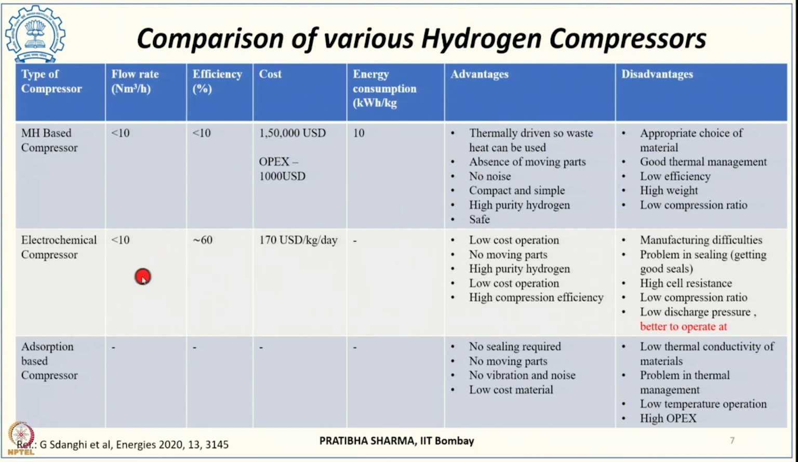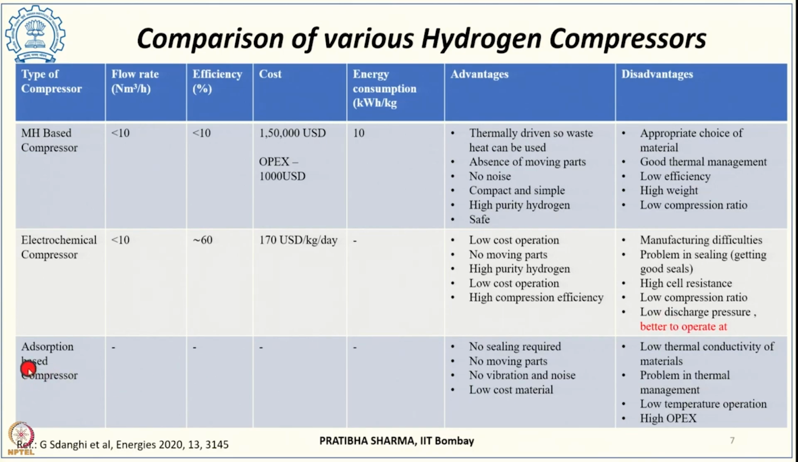Electrochemical compressors can give a flow rate of around 10 normal meter cube per hour, they have an efficiency of 60%, and 170 USD per kg per day is the cost. Advantages again: low cost operation, no moving parts, high purity hydrogen we can get, high compression efficiency. The problems are there are manufacturing difficulties associated with these electrochemical compressors, scaling up, problems in sealing, getting very good seals, high cell resistance, low compression ratio, low discharge pressure, and they are better to operate at lower flow rate and lower pressure.